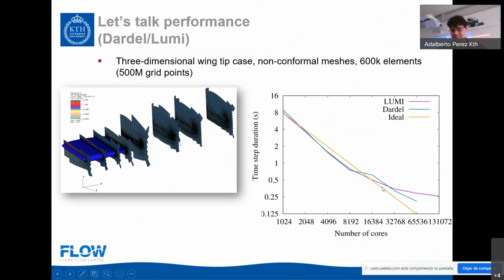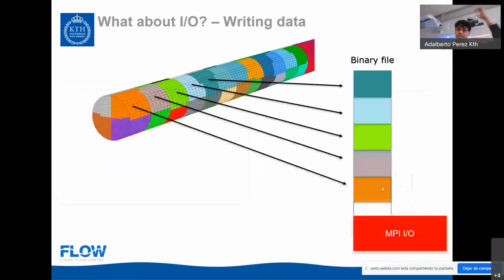And we see that still scales very well. In general, there's something that we call a strong scaling limit that depends on the number of grid points per core. Not really number of elements, but number of grid points per core, depending on the order also of the elements.